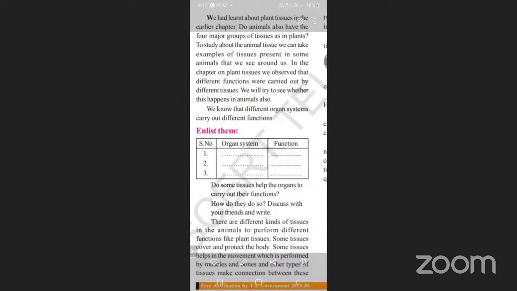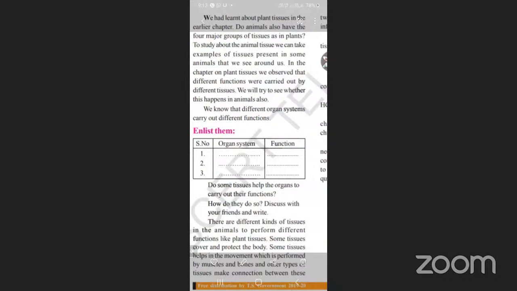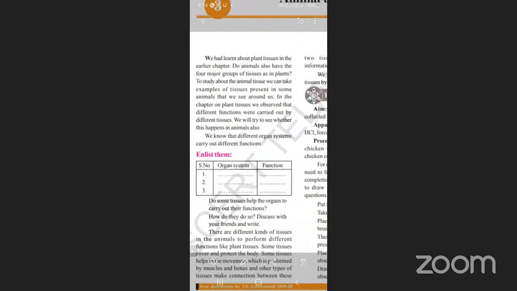Next, do some tissues help the organs to carry out their functions? How do they do so? Discuss with your friends and write. There are different kinds of tissues in animals to perform different functions, like plant tissues also.